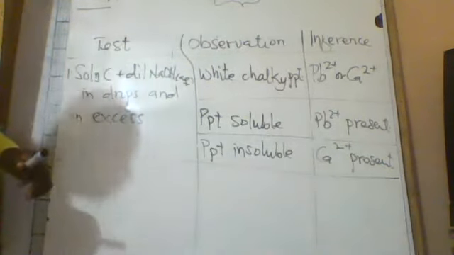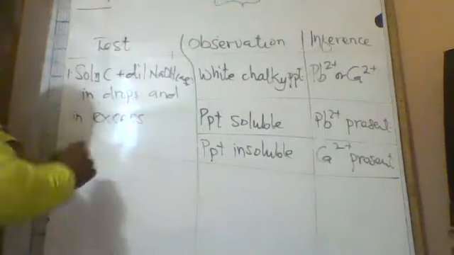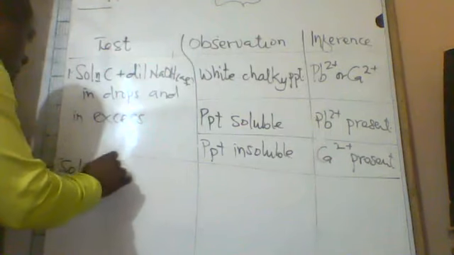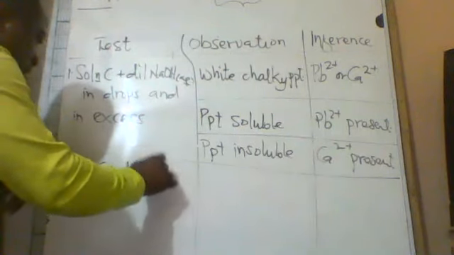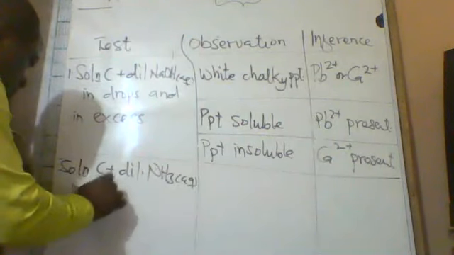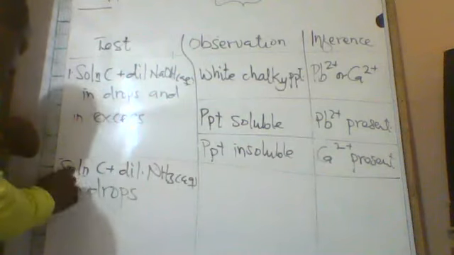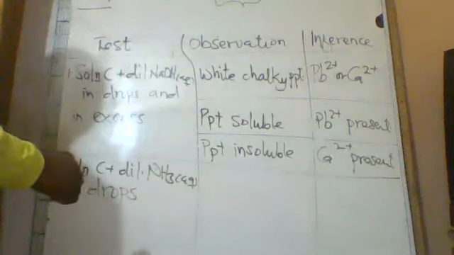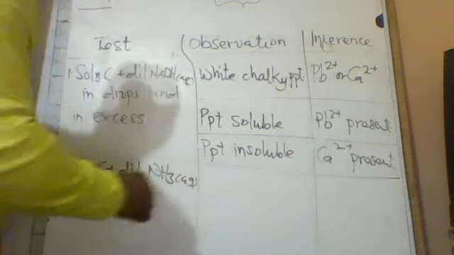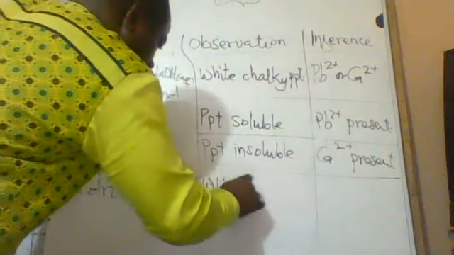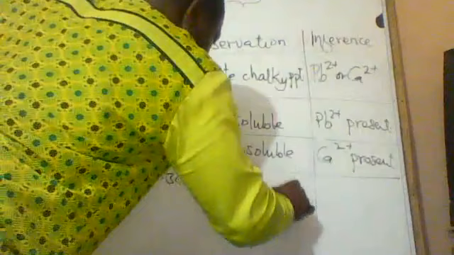Then we now use ammonia on it and see what will happen. So solution C plus dilute ammonia, NH3 aqueous, in drops. And that's going to give us a white chalky PPT.